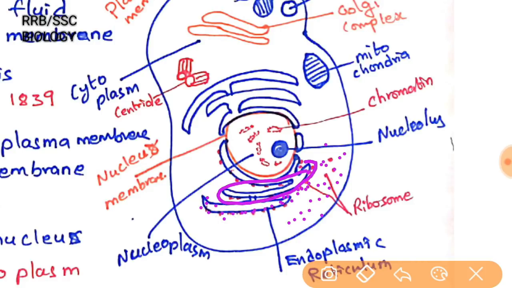If this endoplasmic reticulum is connected with the ribosomes, then it is called rough endoplasmic reticulum. Here in the upper part, you can see that this endoplasmic reticulum is free from ribosomes. These are called smooth endoplasmic reticulum. So it is not mandatory that ribosomes should always stick to the endoplasmic reticulum. They can also stay free, friends.